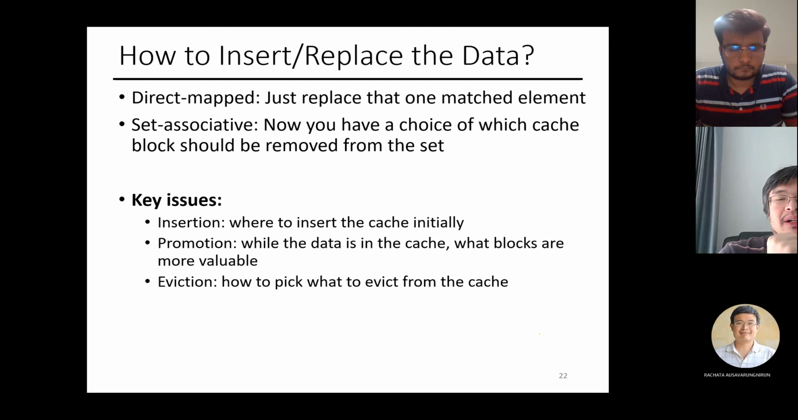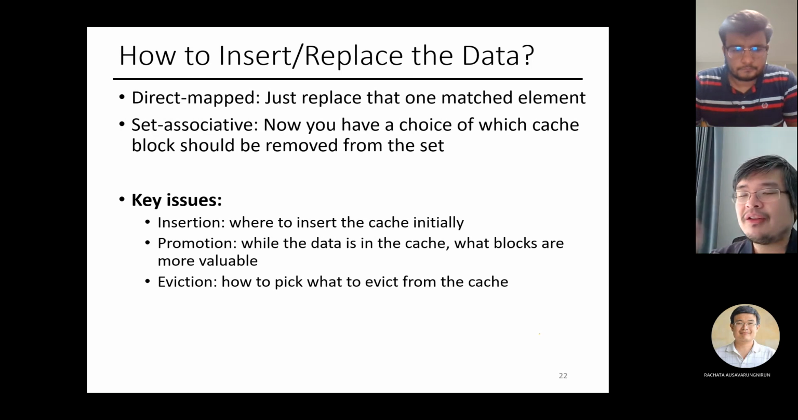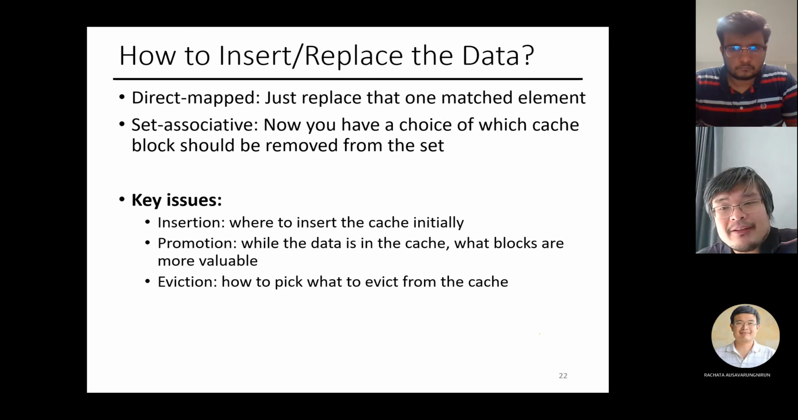And here are the key issues that you have to design. These are design issues where, as a hardware architect, you have a choice of what to do. Insertion: what do we do when we insert something new into the cache? Promotion is when you have a data access. It doesn't really insert anything new because you have a cache hit. Do you do something with that block? Do you promote it, thinking, hey, I just accessed this cache block, maybe I should give it higher priority because of temporal locality, right?